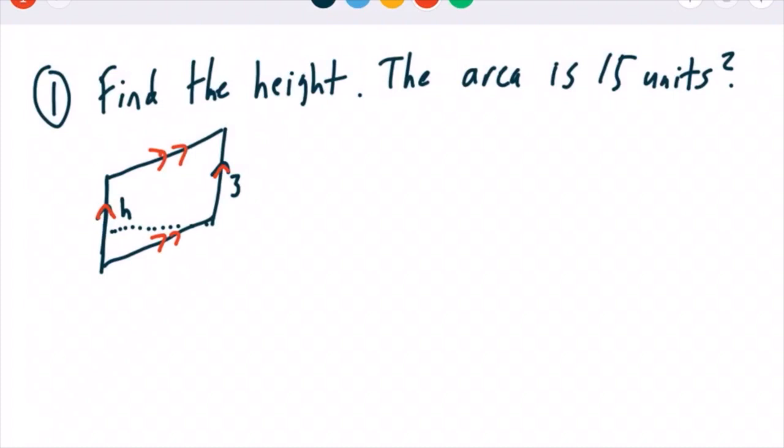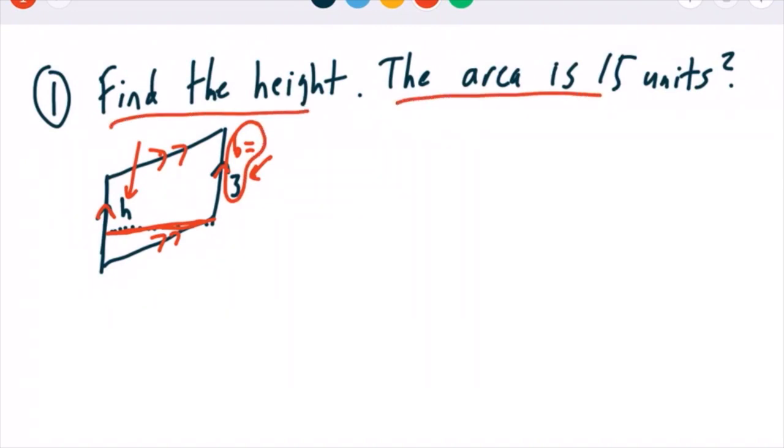So take a look at that parallelogram. We don't know the height. It's represented with an H. We do know that the 3 is a number, and we only have base and height, so it must be the base. The base is always perpendicular to the height, so b equals 3. So we got a couple facts here. Find the height if the area is 15 units squared.